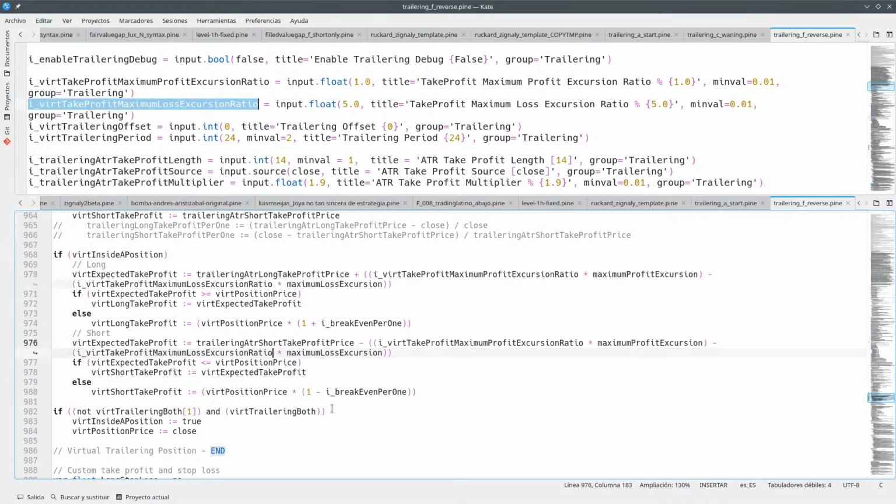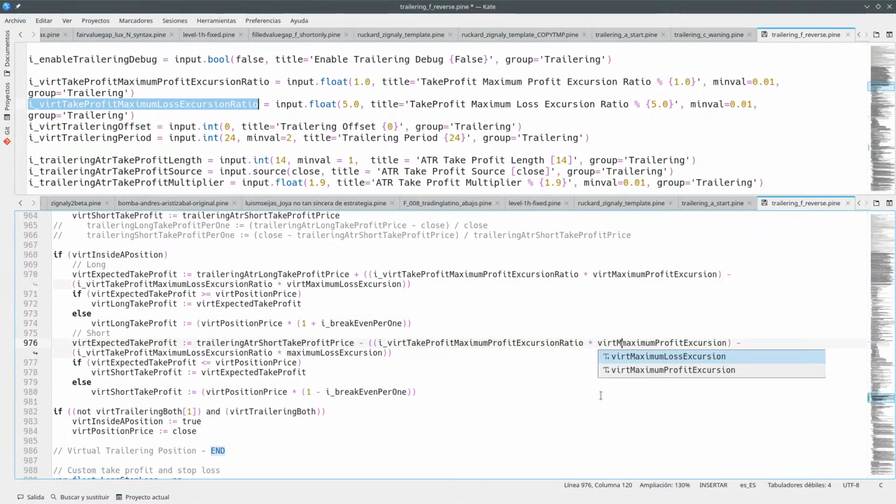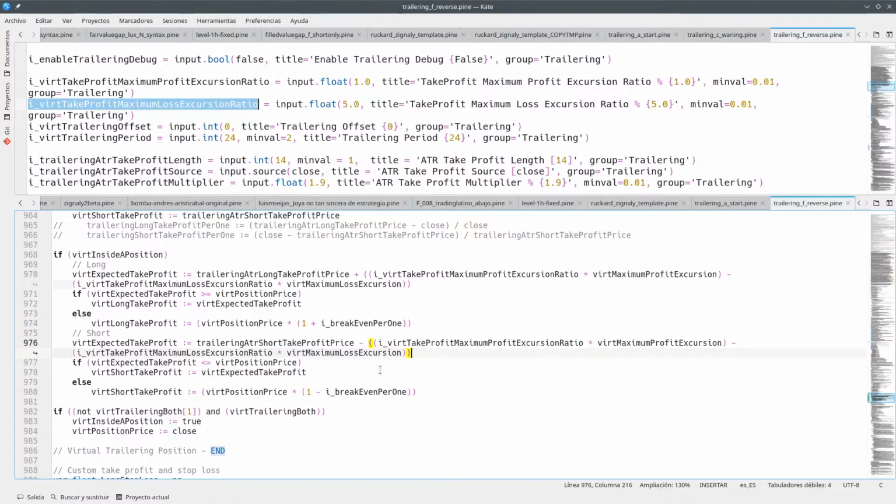That's it. Now we have this maximum loss expression, and yeah, maximum profit expression. Okay, this is also virtual, so let's change this here so that we can use this later. Virtual and virtual. Nice. Yeah, look at that. This is very nice.